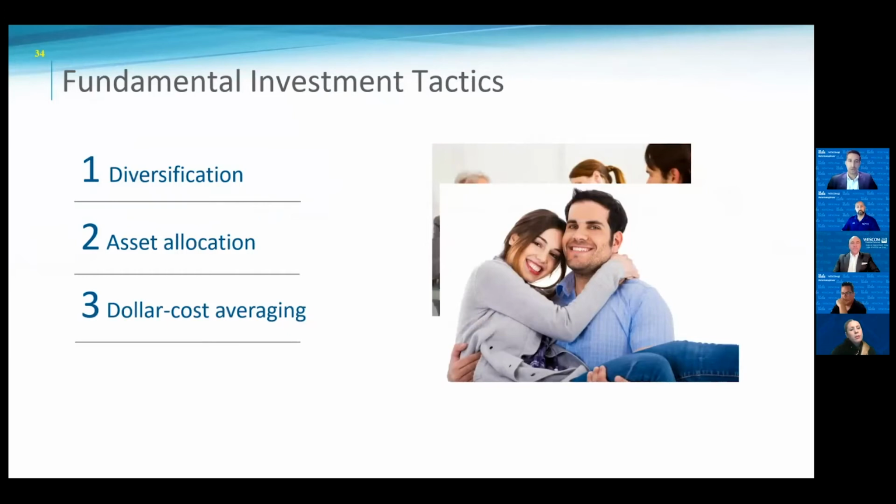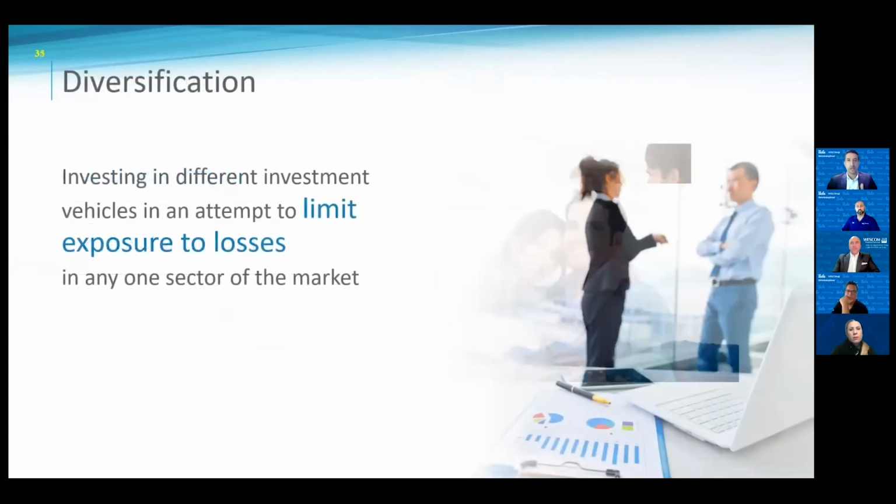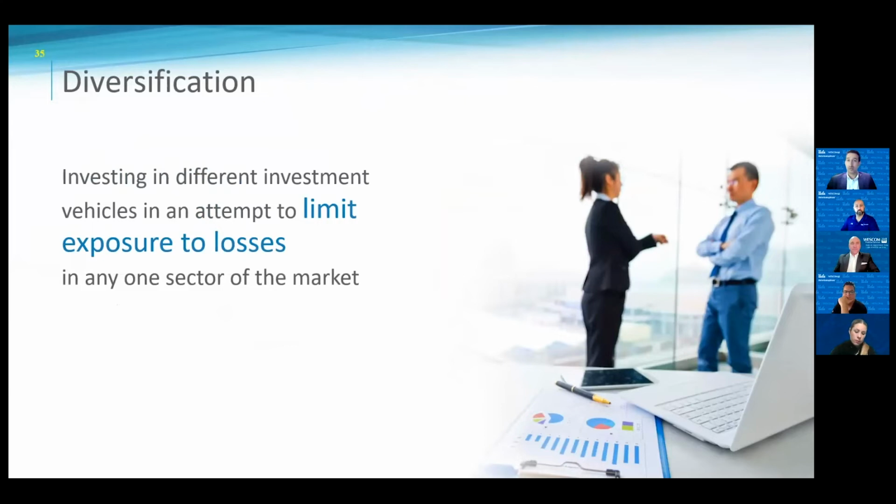Those first two are relatively similar, right? The idea is that, and DJ, we can go into the next one. From a diversification standpoint, the idea here is that we're not putting all our eggs in one basket, right? The idea of diversification is that we're spreading our investments so that way we spread the risk a bit. We limit the exposure to losses, right?